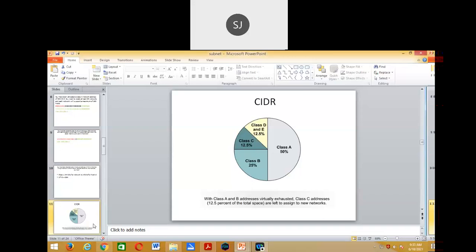Whatever we have studied so far, class A, class B, class C. There are two more, class D and class E also, right? So these addresses are said to be classful addresses. Are you getting my point? So why are they classful addresses? Because the addresses have been divided into classes.